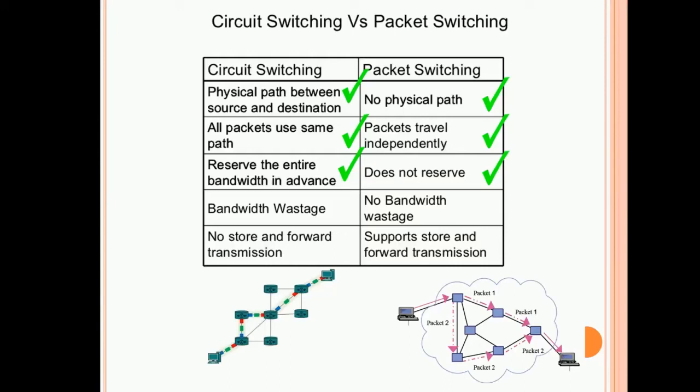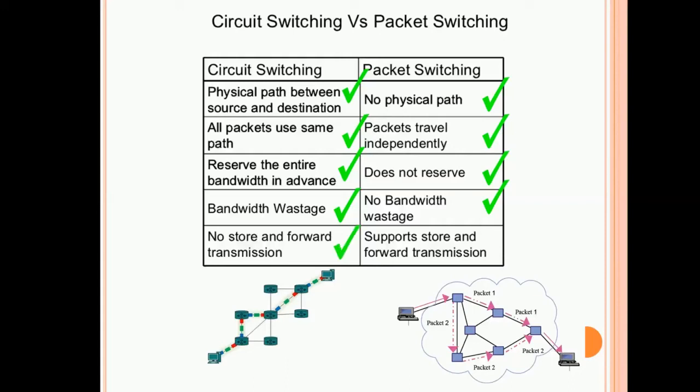Okay, fine. So you see, in circuit switching, the bandwidth is wasted. Why? Because a particular path is reserved. Suppose for a particular amount of time we are not using it, then that time and that bandwidth will be wasted. But there is no bandwidth wastage in packet switching. We are not reserving any path. Whenever the data is there, we will send it, otherwise we won't send. So there will be no bandwidth wastage.